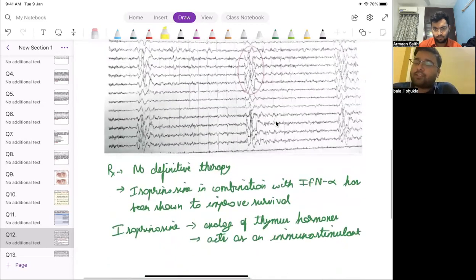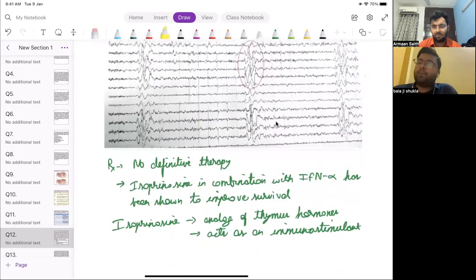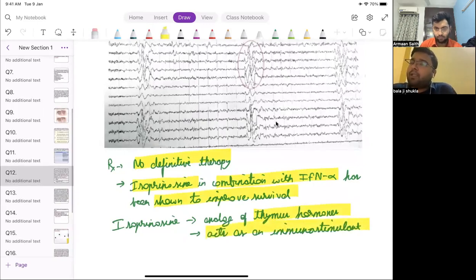Now we put this question to emphasize the treatment of this disease. As such, there is no definitive therapy for this, but isoprinosine in combination with interferon alpha has been shown to improve the survival rate. Isoprinosine is an analog of the thymus hormone thymosin, and it acts as an immunostimulant, and it provides benefit in SSPE.